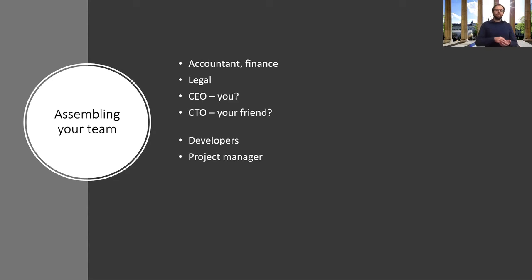The team, as I said, is going to be very important. The team members you're going to need include accountants, because you're going to need to deliver your company finances every year to HMRC, the UK tax authority. Legal, because you're going to need contracts when you hire people or even contractors, and when you sell your software. And then you'll have the CEO, which can be you, and the CTO, Chief Technology Officer, which can be your friend who's tech savvy.